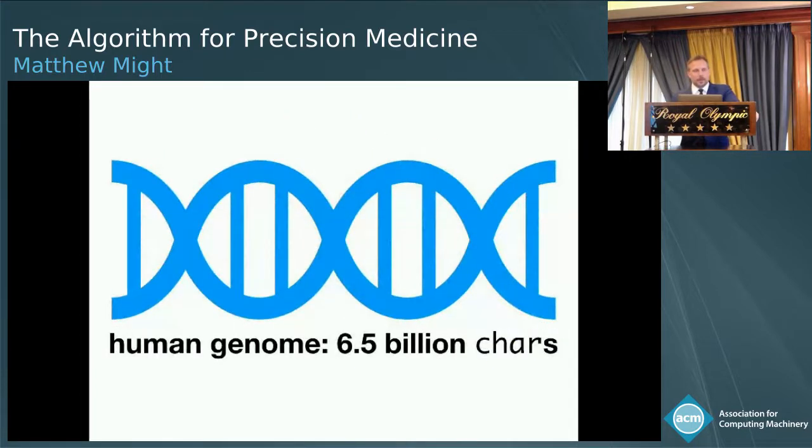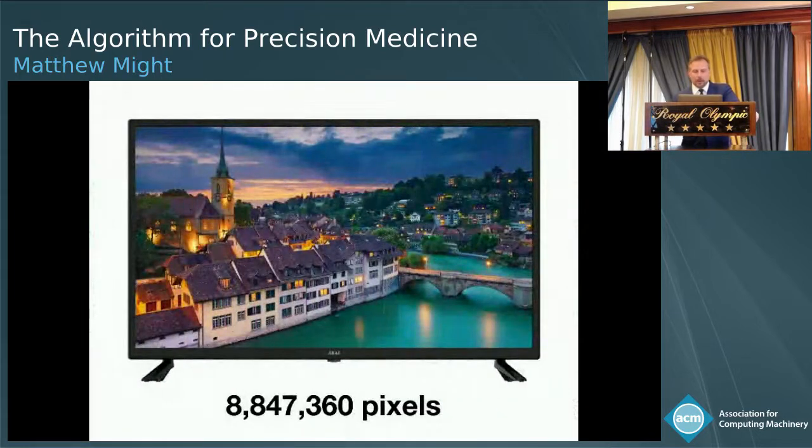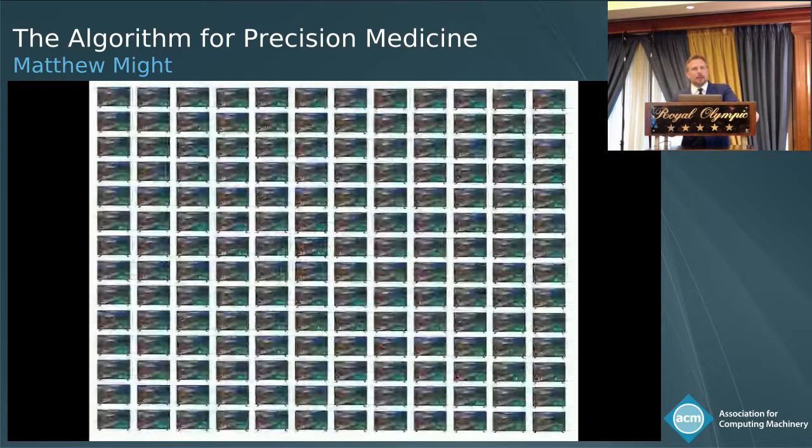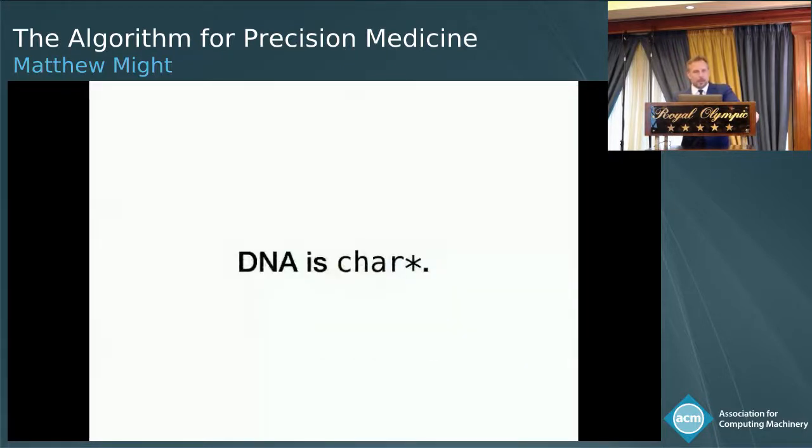Well, you can think of the human genome. It's pretty big actually. It's 6.5 billion characters. And in most genetic diseases, there's really just one or two mutations driving the entire disease. And so the question is, how do you spot these typos among 6.5 billion characters? To put the problem in perspective, if you think about a 4K TV times 800, it's like spotting two broken pixels among them. That's what you're up against when you're trying to isolate the mutations driving genetic disease. So it's a challenge, but that's what we set out to do.